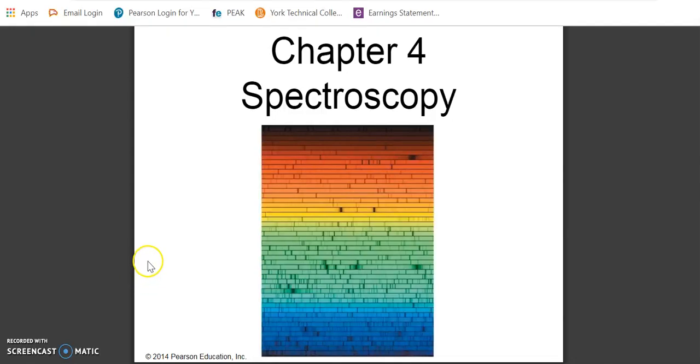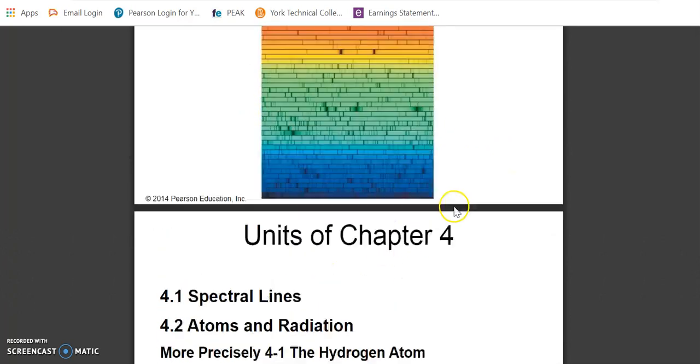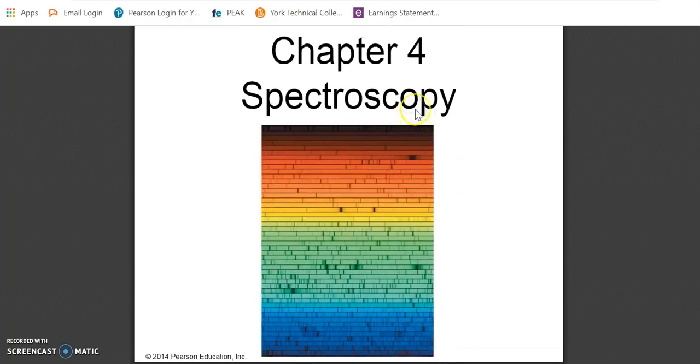Okay, so this is chapter 4 about spectroscopy. This is a rather short chapter, but it's really just to give you a synopsis of what, well, it says it all here. Basically, spectroscopy allows us to figure out what objects in space are made of.